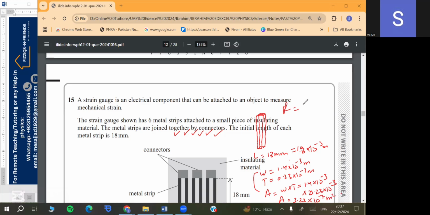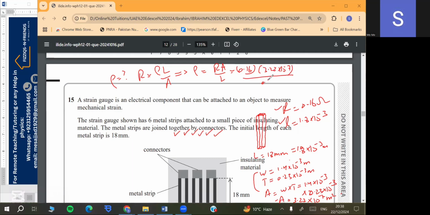Now you have the resistance as 0.16 ohms, and you have the length as 1.8 times 10 raised to the power minus 3. You got everything, R, L, and A. Now you need to find the resistivity, and resistance is equal to rho L over A. From here, resistivity, which is rho, equals RA over L. So I'm just going to put in the values: 0.16, and the area is 3.22 into 10 raised to the power minus 7, and then the length is 0.18.